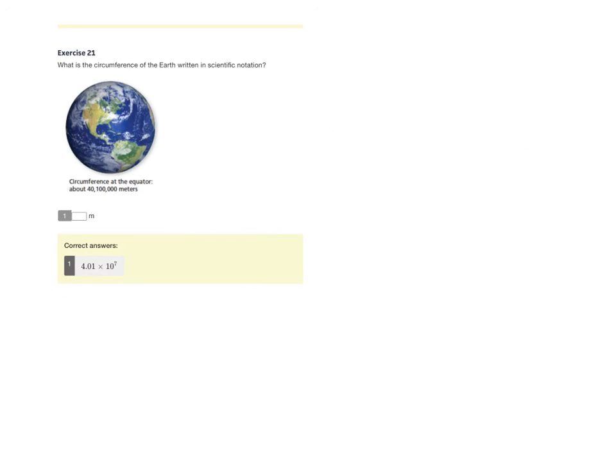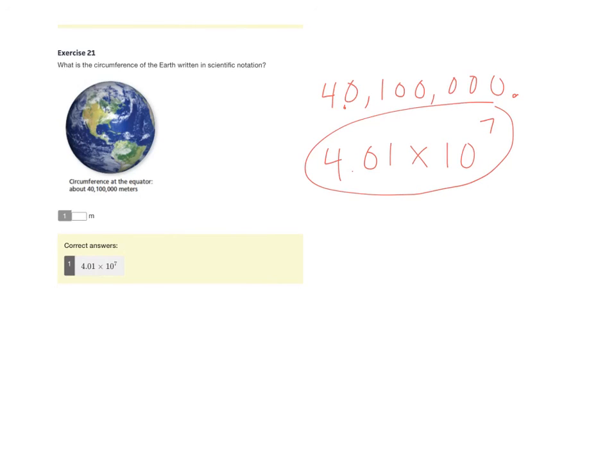And our last one for today is the circumference of the Earth written in scientific notation. 40,100,000. Written in scientific notation, I would put the decimal right here. So that's 4.01 times 10 to the, so this is where it starts. That's where we need it to go. Let's count in between. I've got 1, 2, 3, 4, 5, 6, 7. And this is a very large number, so it's just going to be positive 7. 4.01 times 10 to the 7th. And that's how you should have done your homework last night.